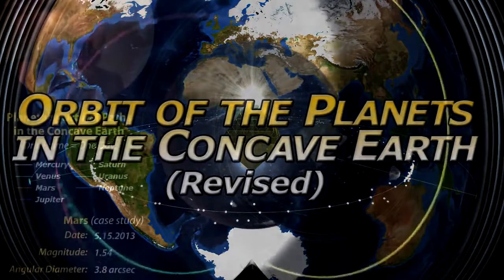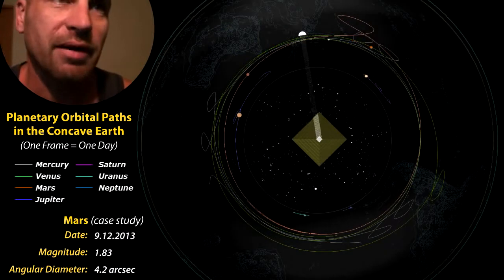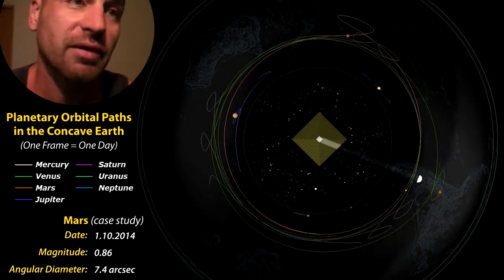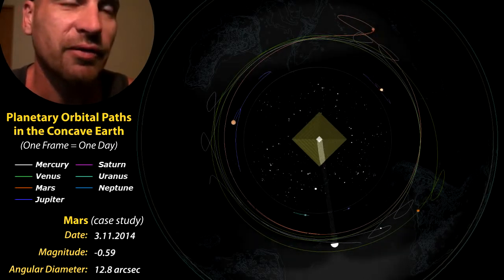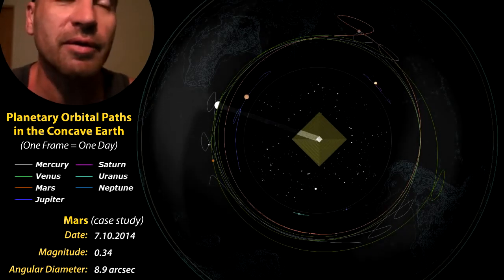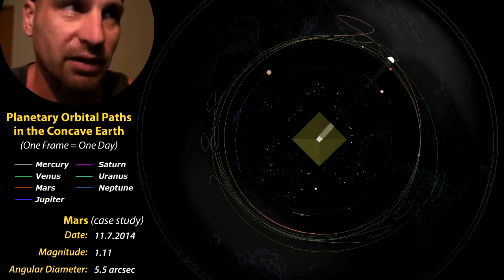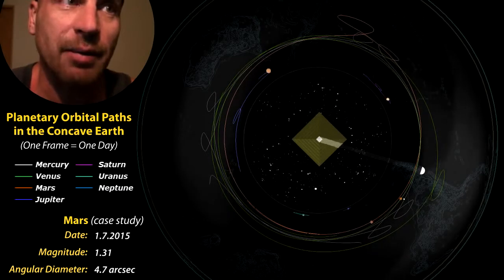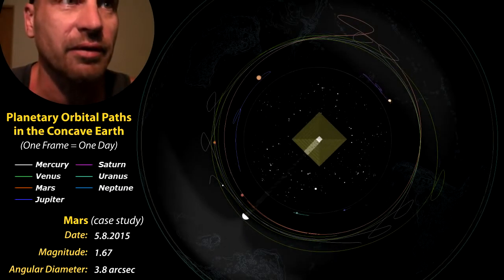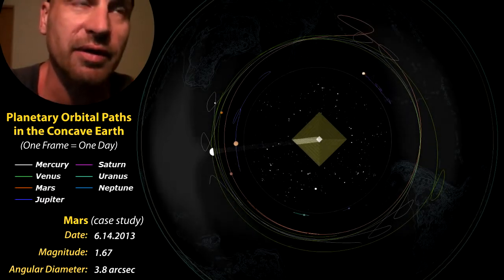Okay guys, this is a new and revised rendition of my planets, the orbit of the planets within the concave Earth. This actually makes perfect sense. It's functional. The retrograde motions are all working in fluid motion harmoniously with the magnetism of the Sun. When the planet goes opposite the Sun on the other side of the celestial sphere, it gets magnetically confused, it loses its magnetic influence from the Sun, and goes the other way.